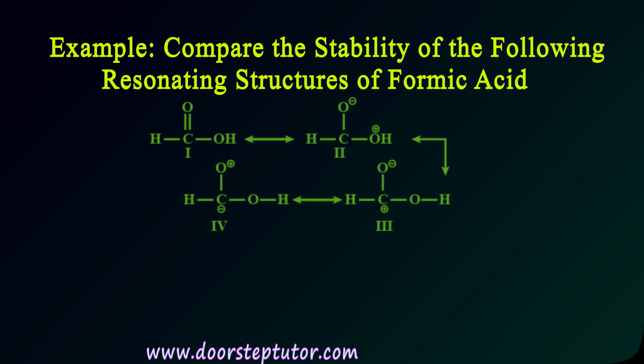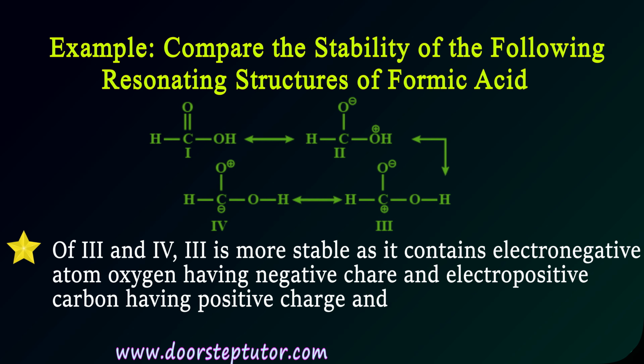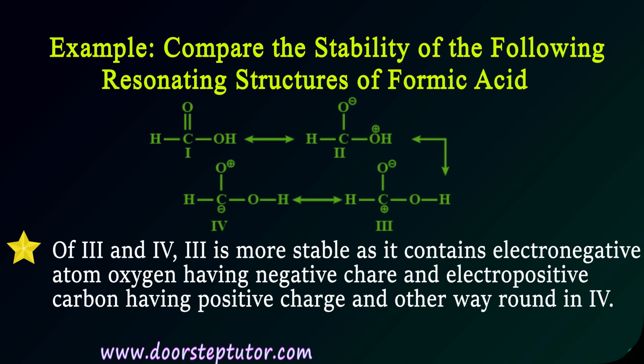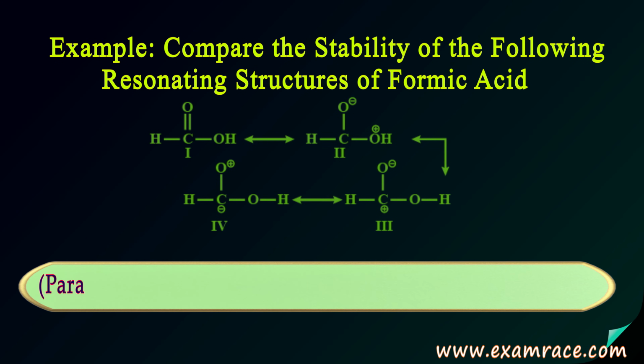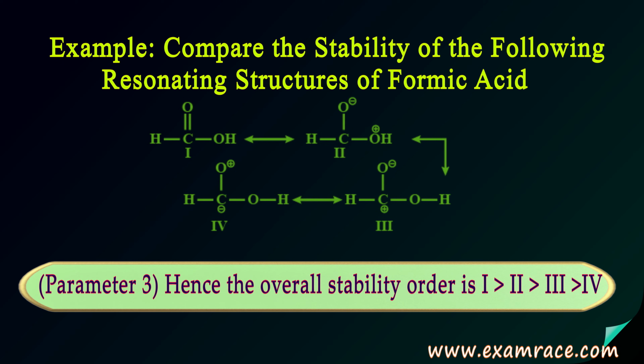Now let's compare the resonating structures 3 and 4. So out of these, third is more stable, because you can see that the electropositive carbon is having positive charge on it, and the electronegative oxygen atom is having negative charge on it. But if we see structure 4, carbon is having negative charge, even though it is an electropositive carbon atom, and oxygen, which is electronegative, is having positive charge on it. So the overall stability order is first, second, third and fourth.